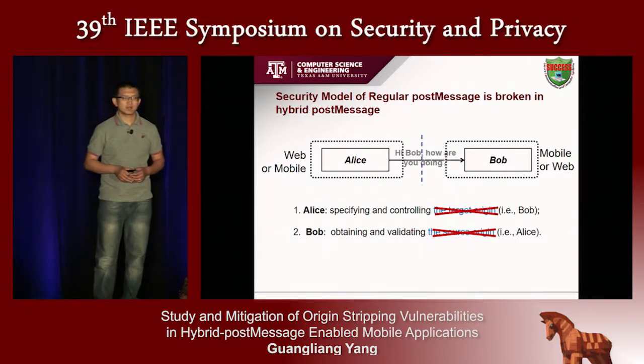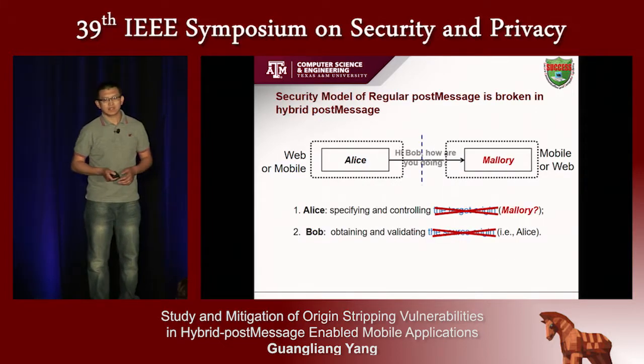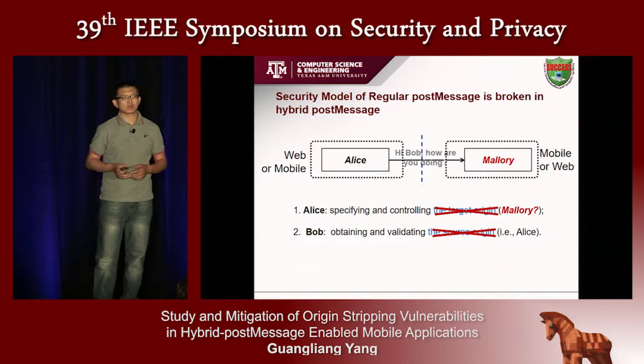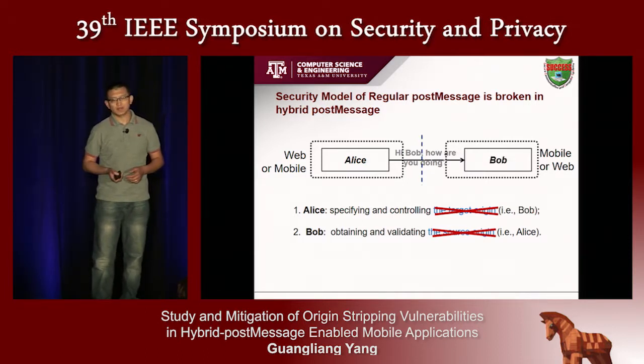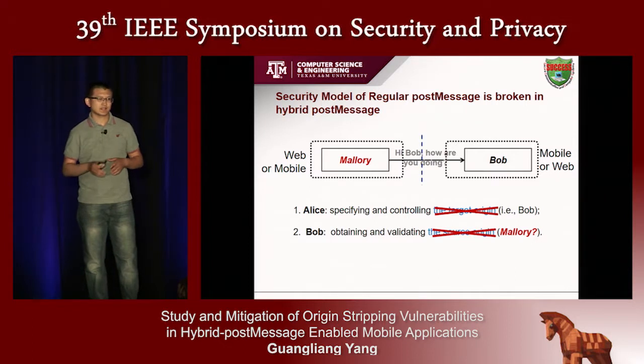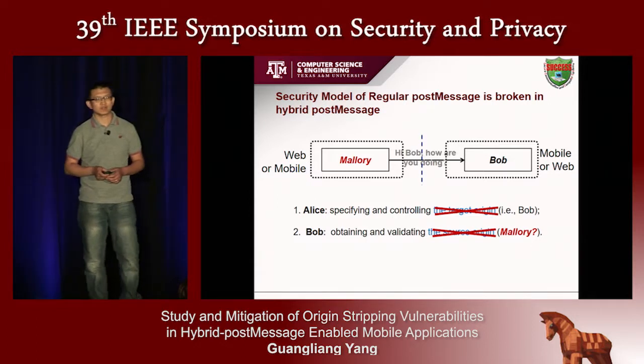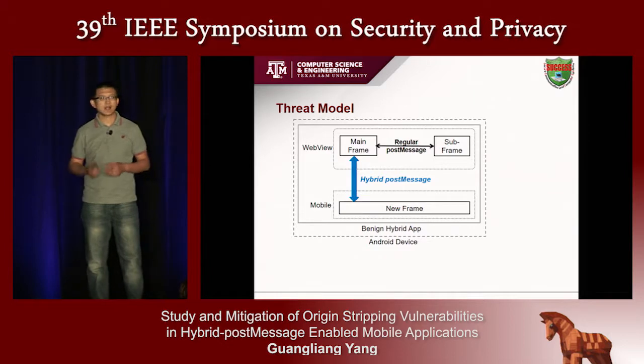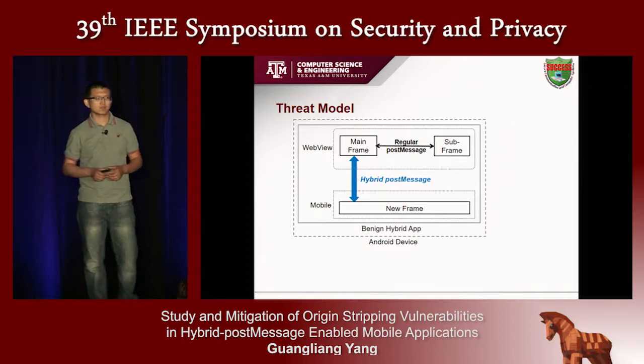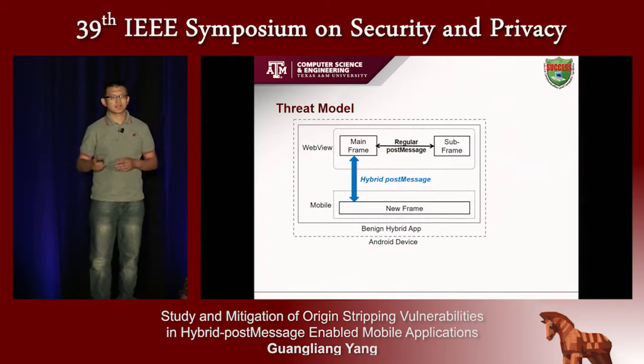Serious consequences may be caused. For Alice, any frame may receive her messages, and for Bob, any frame can send a message to Bob. If Bob contains some sensitive functionality, serious consequences may be caused. This picture shows a feasible attack scenario found in practice. Here is a benign app on an Android device.